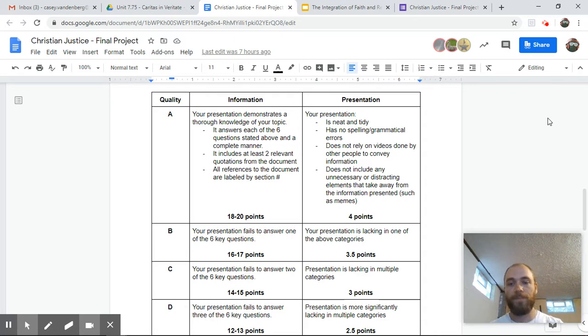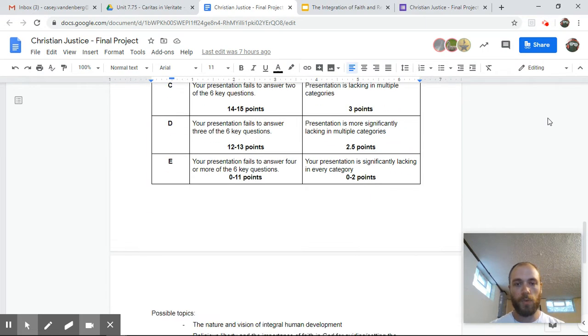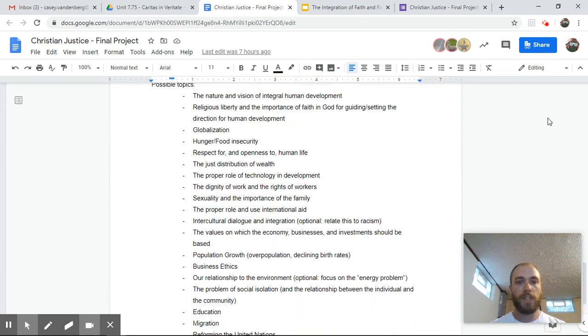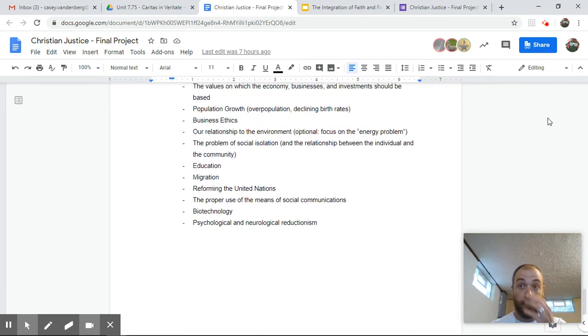That's 2 of them. Okay. Don't put any memes or anything like that in there either. Again, so there's your rubric. Pretty basic. Possible topics, which y'all have on your topic selection form.